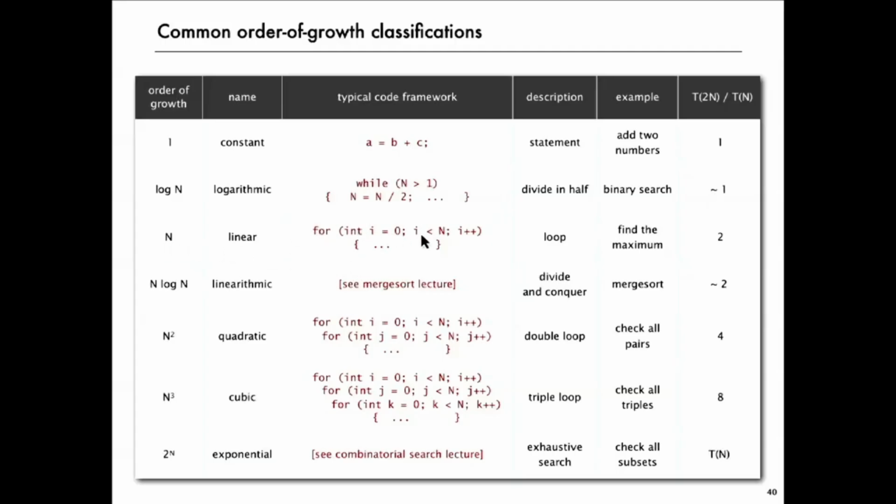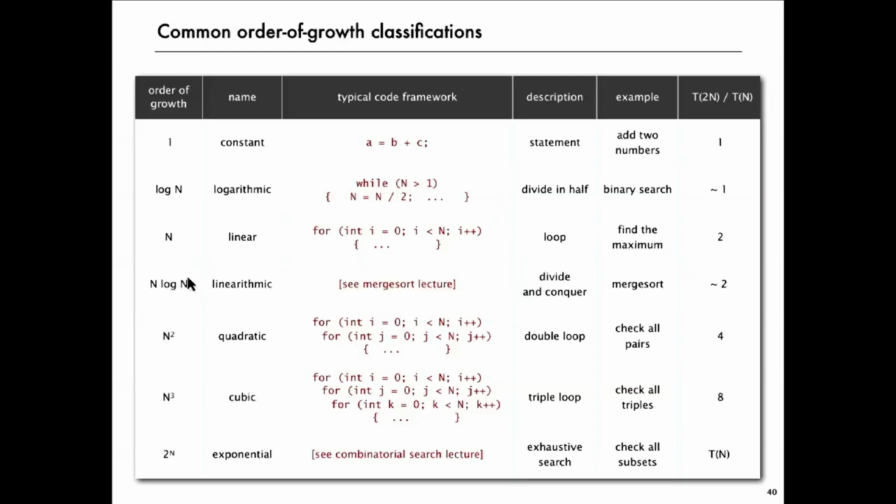If you have a loop where you touch everything in your input, then the running time is linear, proportional to n. A typical example of that would be find the maximum or count the number of zeros, our one-sum problem.